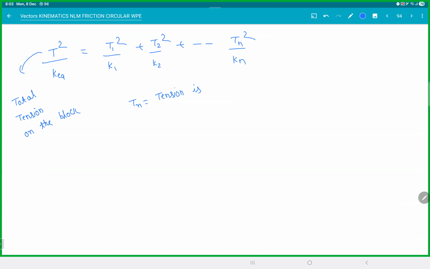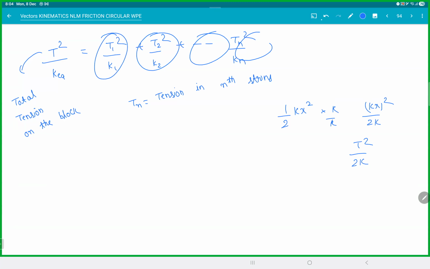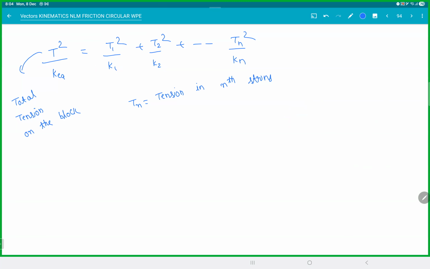This actually comes from conservation of energy. Think of it like this. What is the energy stored in a spring, kx squared by 2? Multiply and divide by k, and this becomes (kx) whole squared by 2k. But what is kx? Tension in the spring, isn't it? So this is the energy stored in one spring. If I add all the energies of the springs and replace them with one spring with the same amount of energy, this formula comes from conservation of energy. Quite useful to get K equivalent.